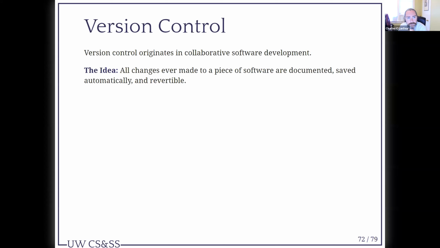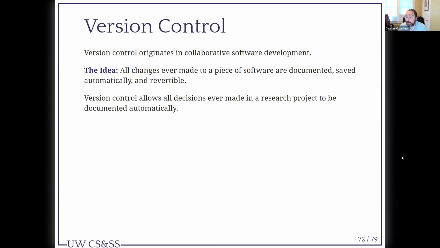version control. Version control is an idea that originates in collaborative software development. The idea behind version control is that every change ever made to a piece of software is documented, saved automatically, and fully revertible. Version control allows every decision ever made in a research project to be documented automatically so people can go back and see what you did.